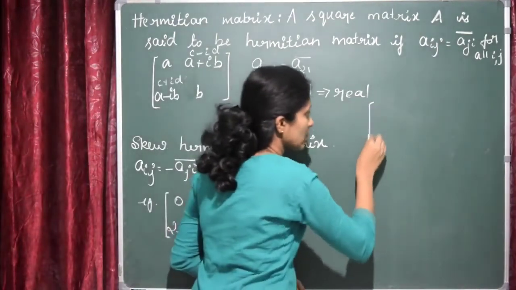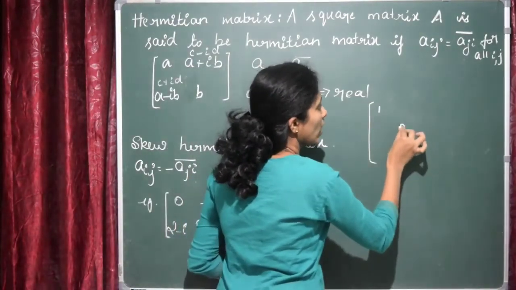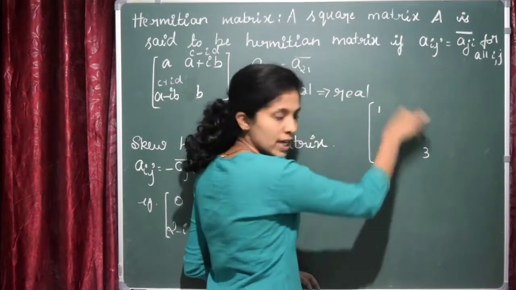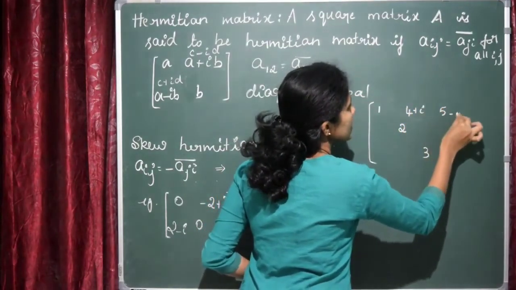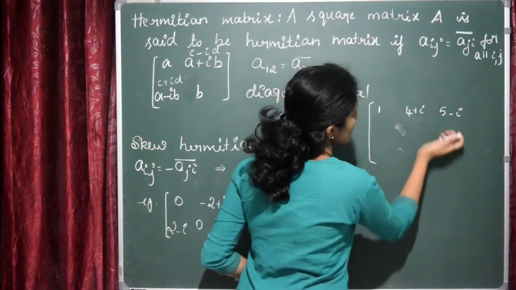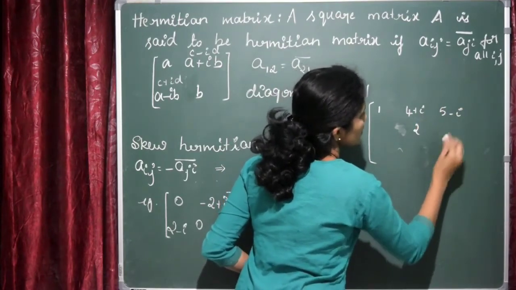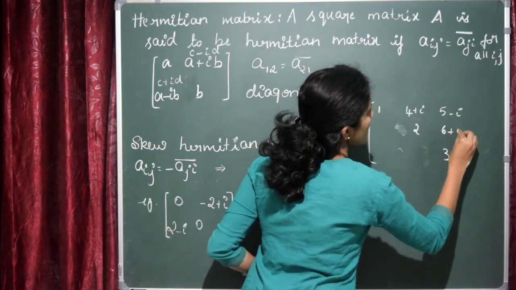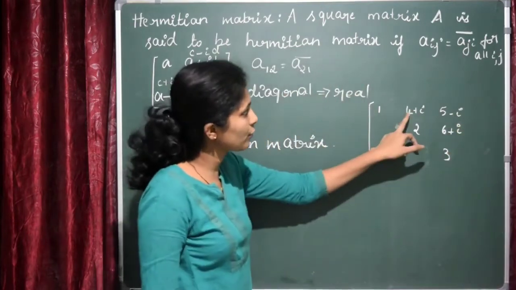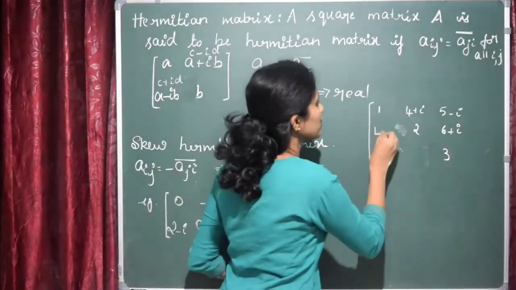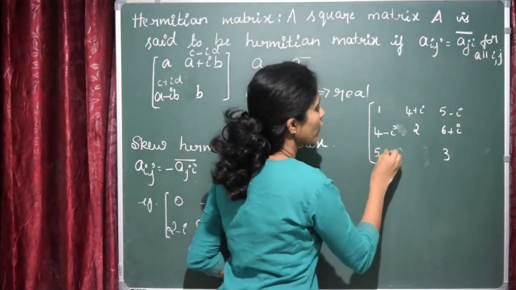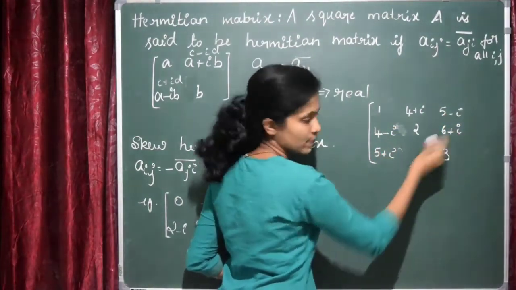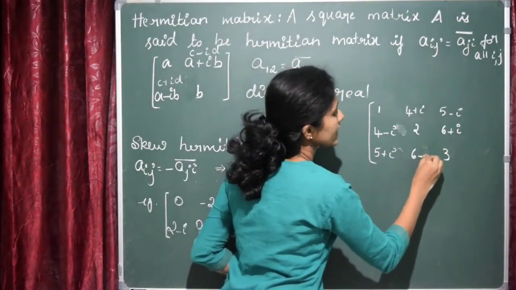If you want a 3 by 3 matrix, I will consider here 1, 2 and 3. These should be real numbers. Here I will consider 4 plus i, 5 minus i, and here 6 plus i. So 4 plus i is there, so here it should be 4 minus i. Here 5 minus i is there, so it should be 5 plus i. And here 6 plus i is there, so this should be 6 minus i.